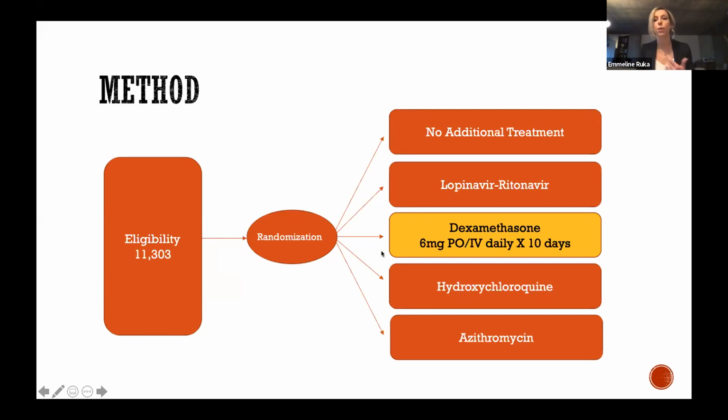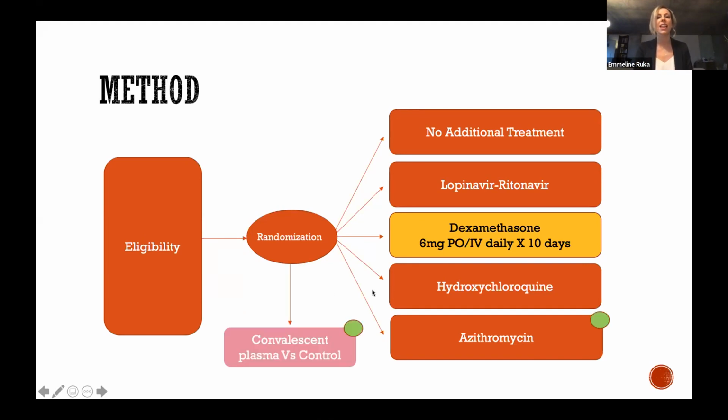If you did have, for example, for the dexamethasone, there's no way we can give it to you or we need to give you the drug, then you were simply removed from this arm and randomized in the other arms. Later on, they added another arm, convalescent plasma versus control, and I'll tell you how they did that because of the design of their study.